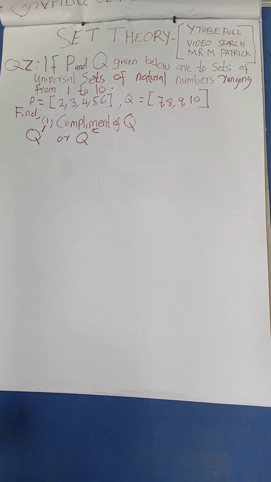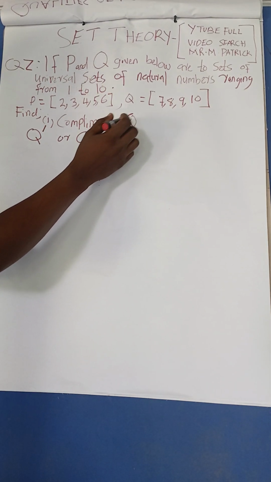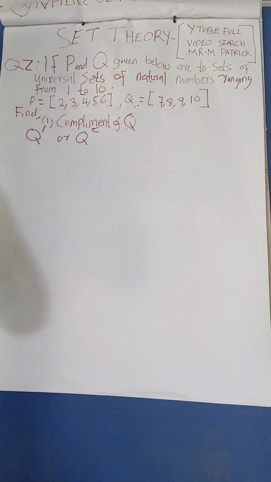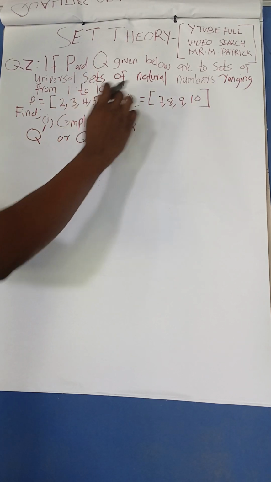And we always define a complement as the set of all elements in the universal set that are not in a given set. That are not in a given set. So the given set here is Q, which you have been given. And remember, in the question we have been told the universal set is the natural numbers.